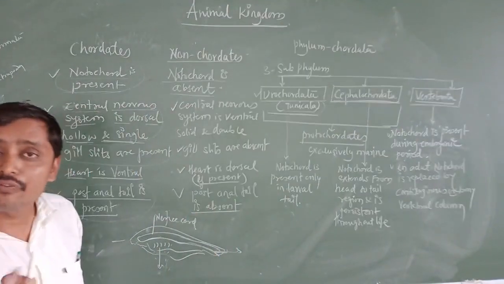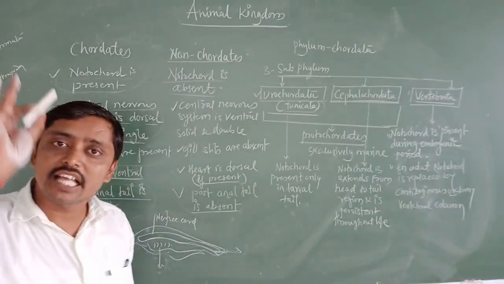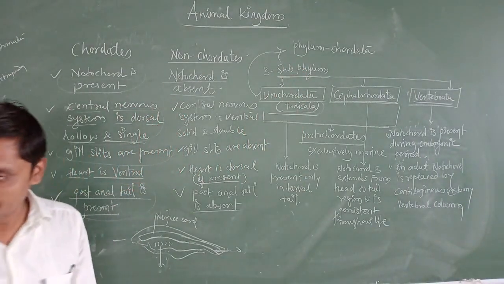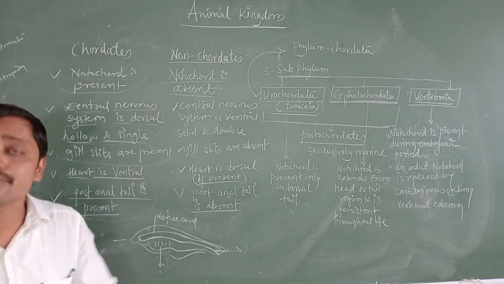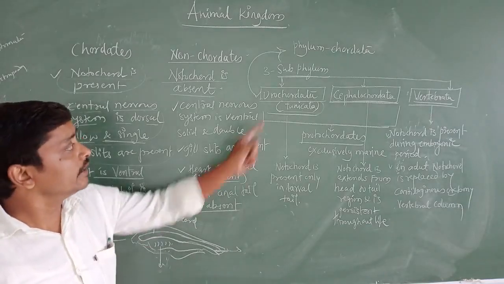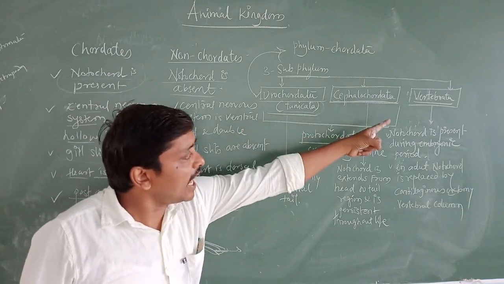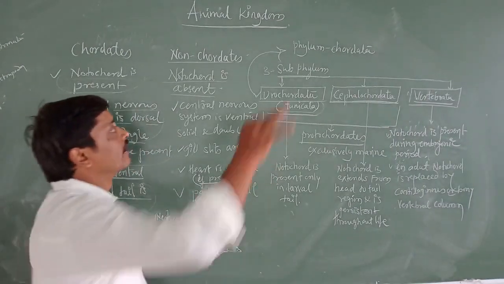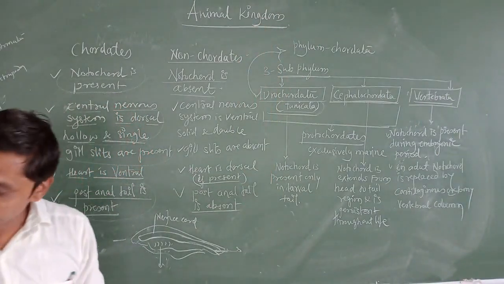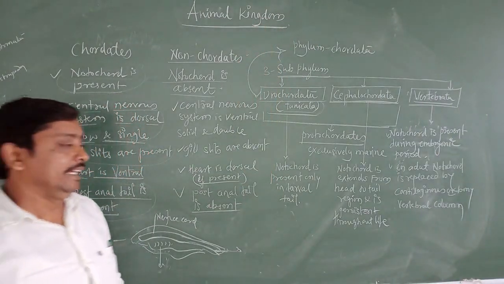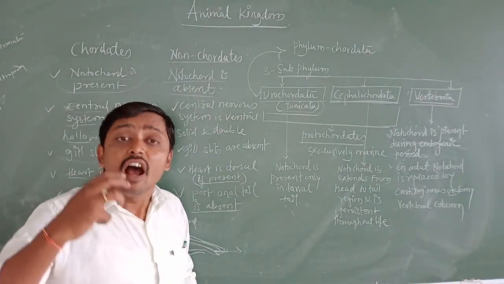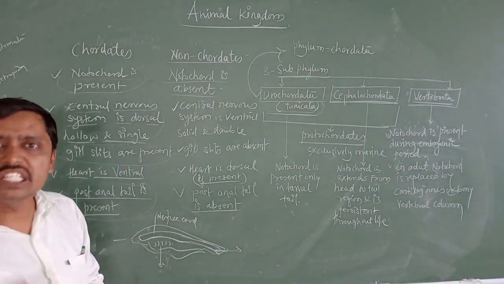These are subphyla. These are not phyla. They come under the phylum Chordata. These are the three subphyla which come under the phylum Chordata: Urochordata, Cephalochordata and Vertebrata. Understood? Okay.